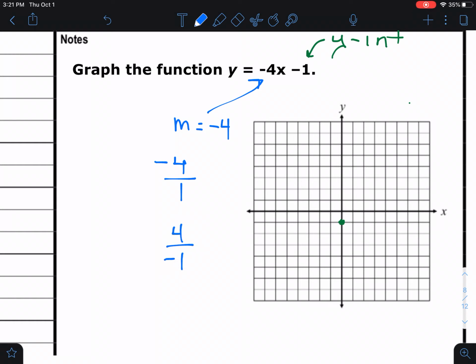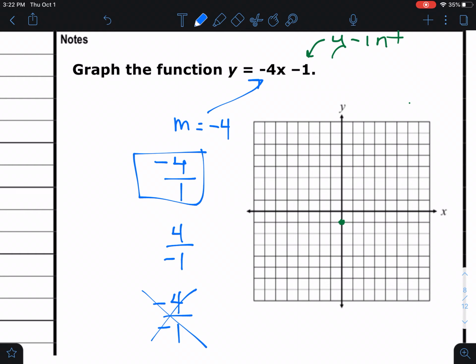This is also acceptable. But remember, it's rise over run, and so that's going to change which way you go. The one thing you cannot do is put a negative on the top and the bottom. This is a no-no. A negative divided by a negative is a positive. Now you've made your slope positive 4, and that's not okay. So be careful that you don't do that. I'm going to do this one, negative 4 over 1.